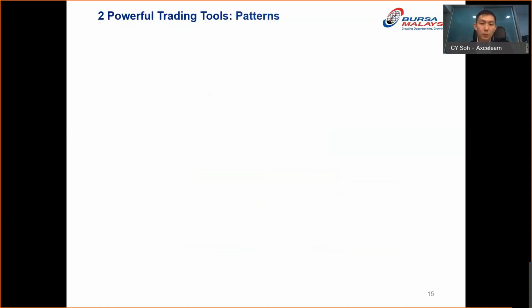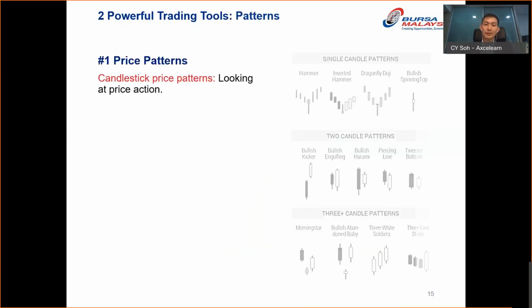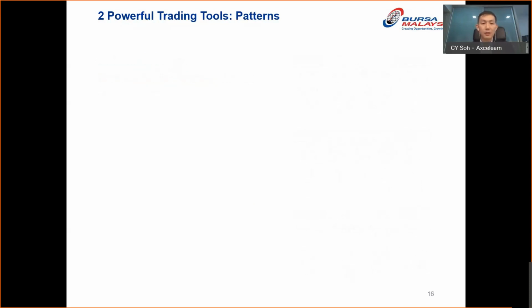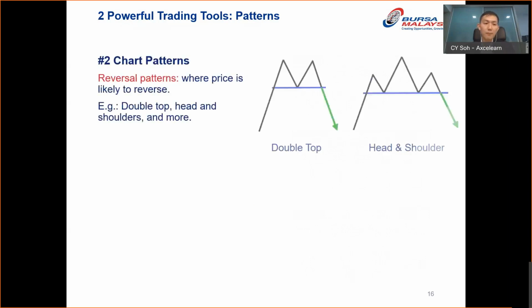Now, when it comes to price patterns, the ones commonly used are candlestick price patterns, where you look for specific patterns in candlesticks so that you are able to make specific trading decisions. When you see several patterns here, then what decision are you going to make? So this is on the price patterns. And the other patterns are the chart patterns. For chart patterns, there are two general types.